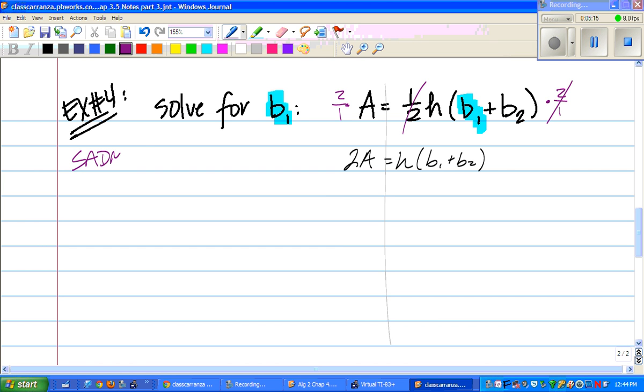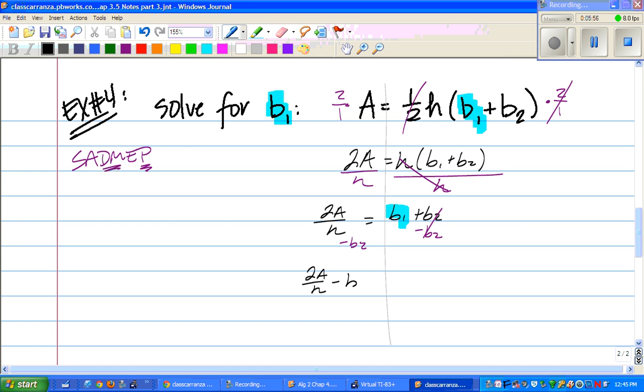Let's write down SADMAP over here so we remember. Because the parentheses is all the way over here, we have to get rid of the multiplication or division. So we're going to divide by h so we can cancel that out. And we're left with 2a over h equaling b1 plus b2. Now, b1 is still right there, so we have to cancel the b2. Subtract the b2, and what we're left with is 2a over h minus b2 equals b1. You're not doing any real math. That's just moving the variables and knowing what stays together and what doesn't.